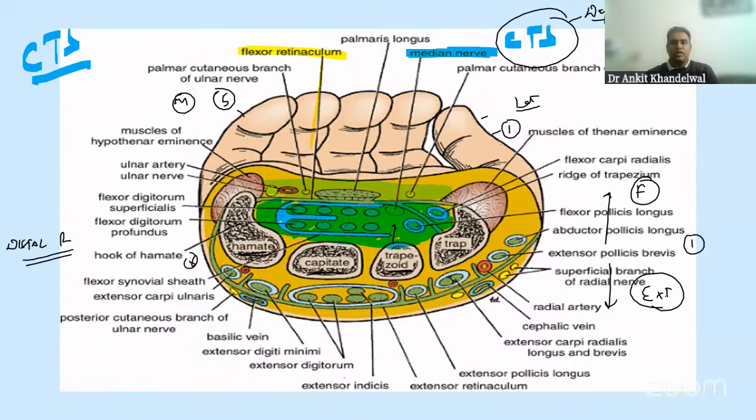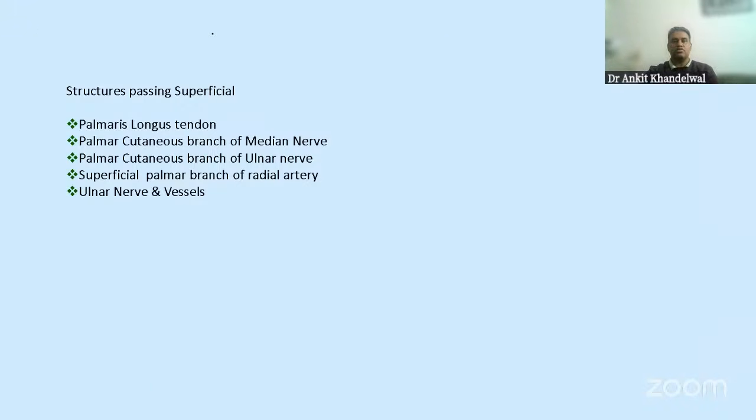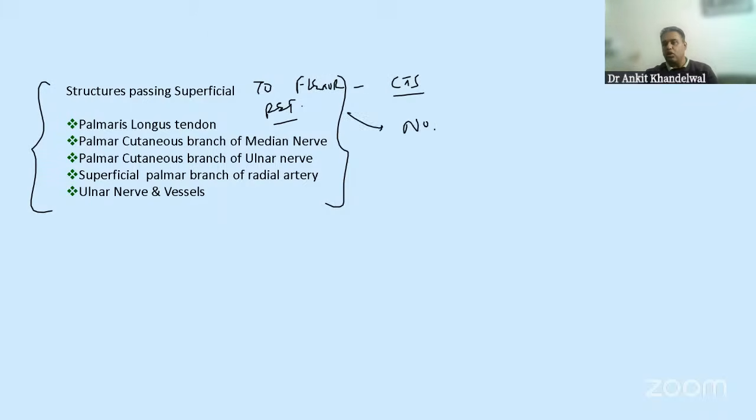If you know that the FDS and FDP are all lying deep to the retinaculum, and the FPL lying deep to the retinaculum, while the ulnar nerve and the palmaris longus are lying superficial to the retinaculum, you can write them in theory. Also, let me show you over here. The structures passing superficial to the flexor retinaculum, what is the implication? In carpal tunnel syndrome, these are not involved.